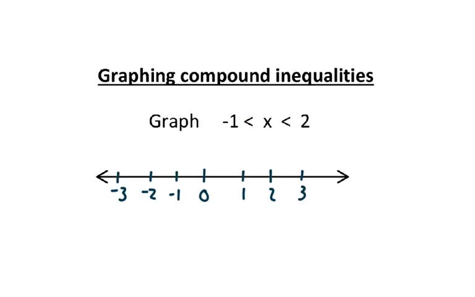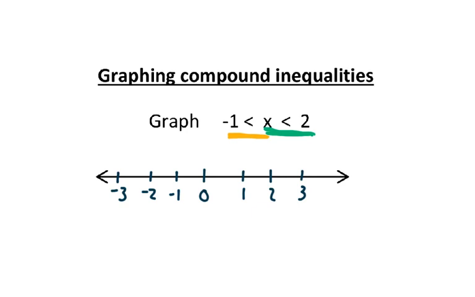We also have these things called compound inequalities. Basically, a compound inequality is a combination of two inequalities, the same way that a compound word is a combination of two words. We have the inequality x is less than 2, and we have the inequality x is greater than -1. If I flip that around so x was on the right, that's what it would say. X is greater than -1.